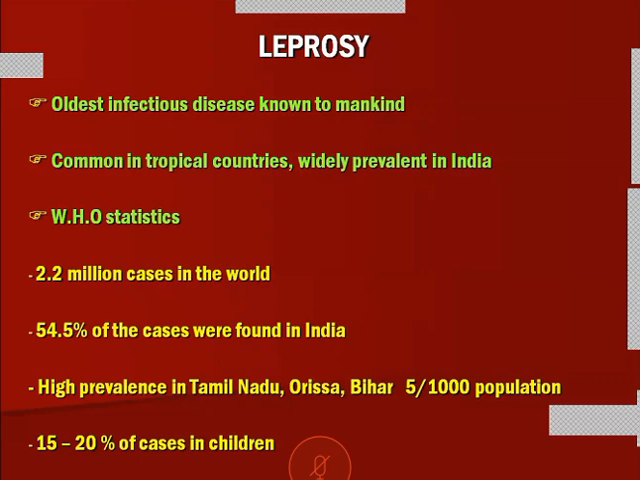As per WHO statistics, there are around 2.2 million cases in the world. Out of these 2.2 million, around 55% of the cases are found in India alone. High prevalence is in Tamil Nadu, Orissa, Bihar. For every 1,000 people, 5 are infected with leprosy. Out of these cases, 15 to 20% are children.